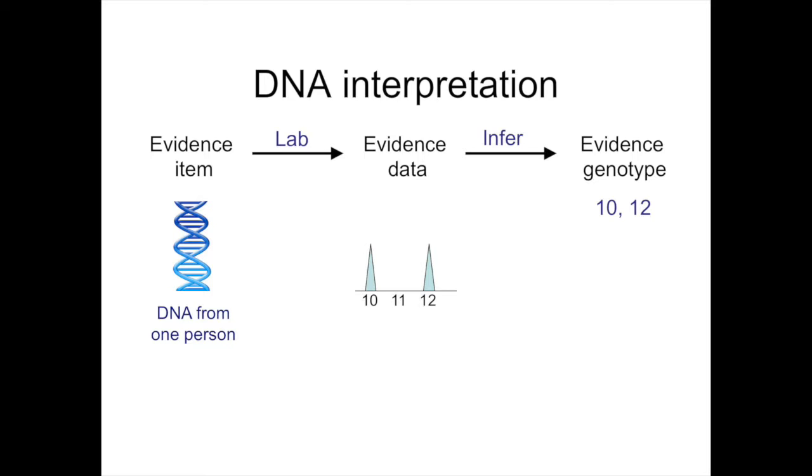When you look at the data here, there's a 10 and a 12, and a person can see it, a computer can see it, and from this, it can be inferred that the genotype is a 10-12 pair. That's the only thing that's in the data. It's the only explanation for the data. And so with single source DNA, the interpretation is very easy.